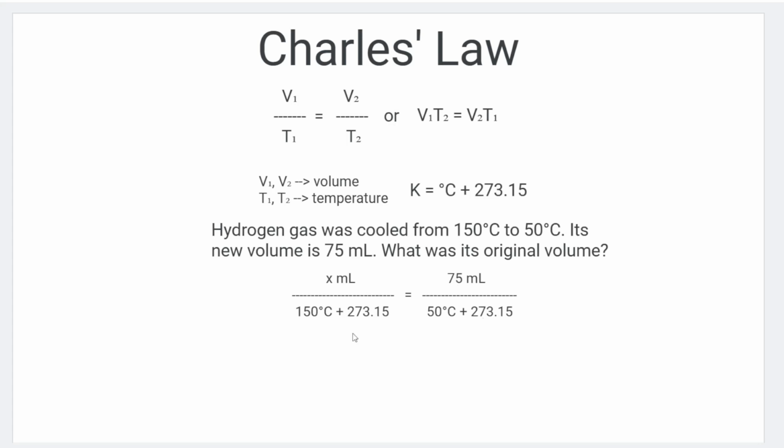Remember to convert to Kelvin before plugging in your values for temperature. And so you have 75 milliliters multiplied by 423.15 Kelvin over 323.15 Kelvin. And we get about 98.21 milliliters.